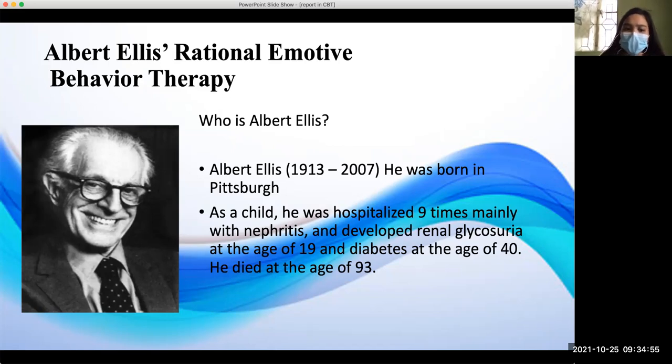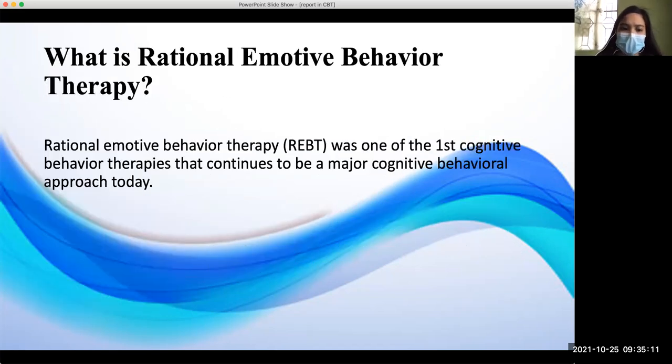He also married an Australian psychologist. They have the same life goals and ideals, so they worked as a team, presenting workshops in many parts of the world. So next, what is rational emotive behavior therapy?